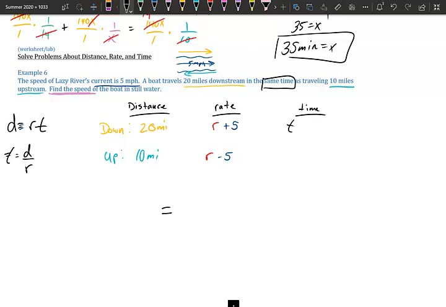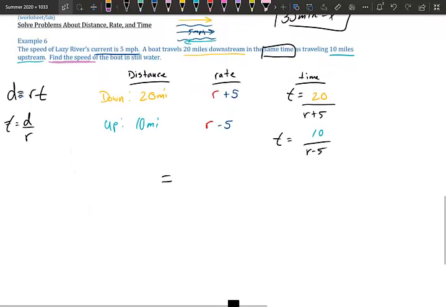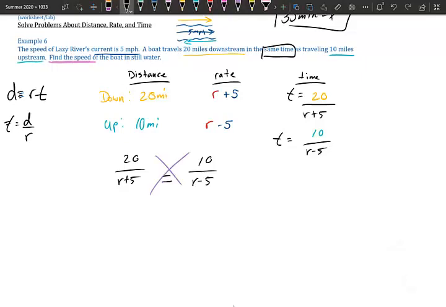So time is distance 20 over rate, so r plus 5. And then the upstream is time equals the distance, which is 10, over the rate, which is r minus 5. And they equal each other because they take the same amount of time. So we have 20 over r plus 5 equals 10 over r minus 5. Now we cross multiply.